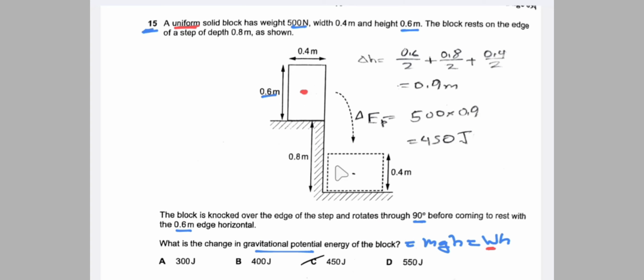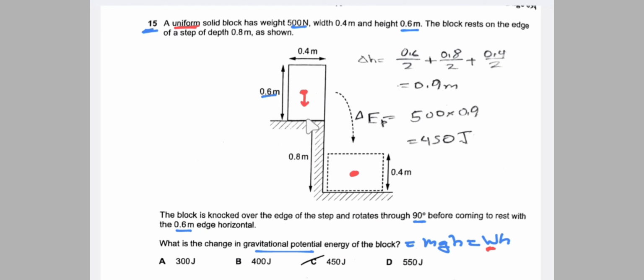And when it is at this point, the weight is acting at the center, that is at the middle. So this is the middle and this is the middle. So what is the change of weight? The gravitational field strength of the weight, that is of the block. So if we consider this point as the position of weight, we have to consider the height from this point.